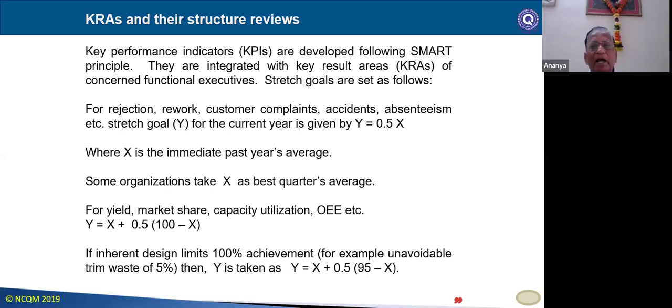Okay. KPI. Any idea? What does KPI stand for? Key performance indicators are developed using SMART. We all know the SMART principle. Who will tell me what the SMART principle is? Yes, Santosh. What does SMART stand for? This is a goal. S for stretch goal, M for measurable, A for achievable.